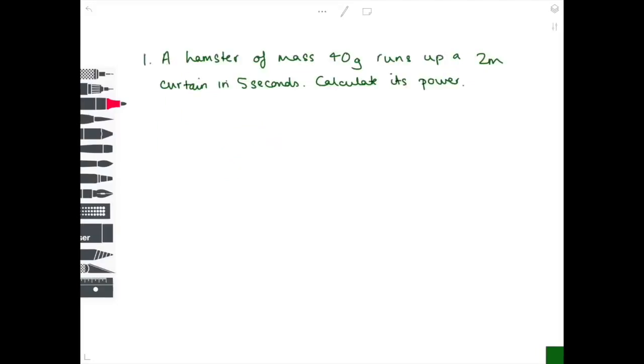A hamster of mass 40 grams runs up a 2 meter curtain in 5 seconds. Calculate its power. So we have mass, which I'm going to immediately convert into kilograms to make sure I don't make any errors. So that becomes 0.04 kilograms. We have distance, which is 2 meters. We have time, and we're looking for power. Now, there isn't a direct equation that links these components.